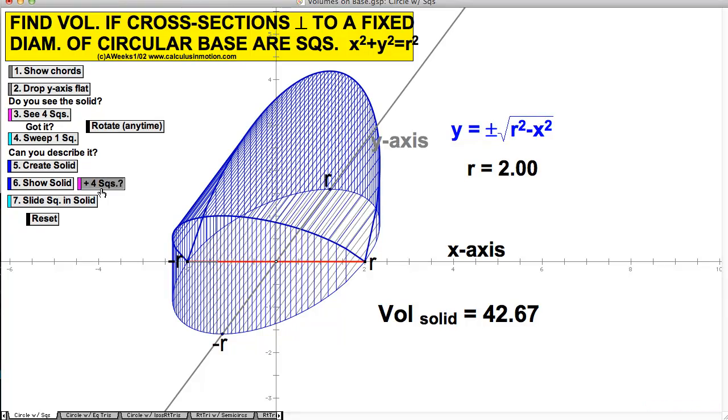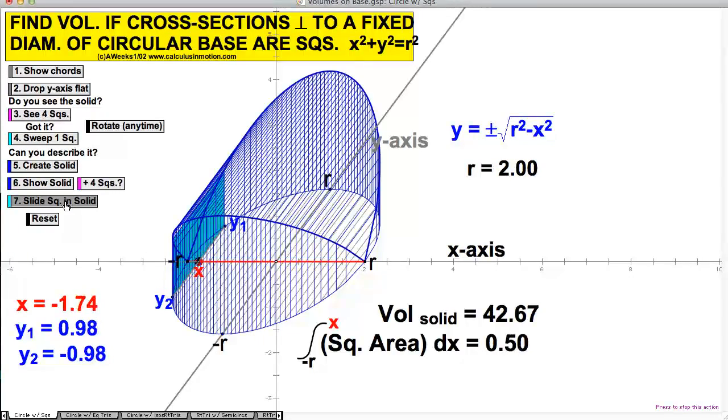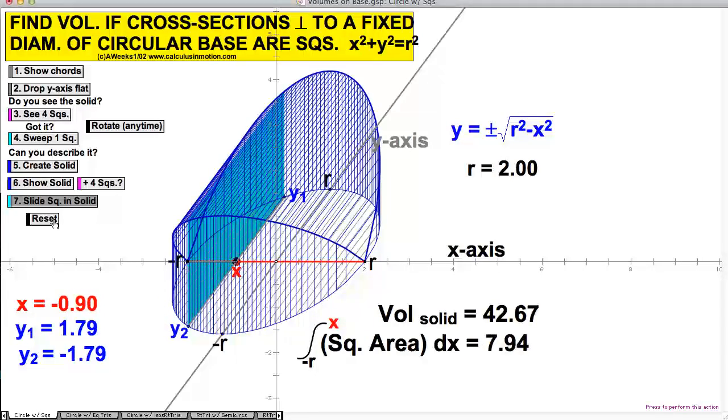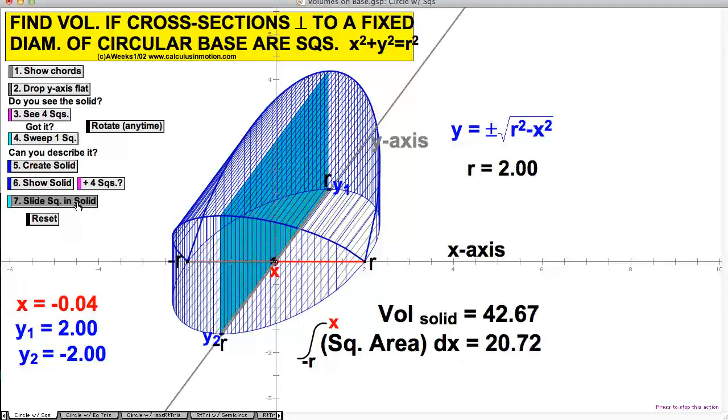So here's our solid, and here are the 4 squares inside of it. And you can actually see the solid with the square sliding through it. So this is what it looks like, and I have a model for this to show you guys. I'll probably show you guys in class later on.